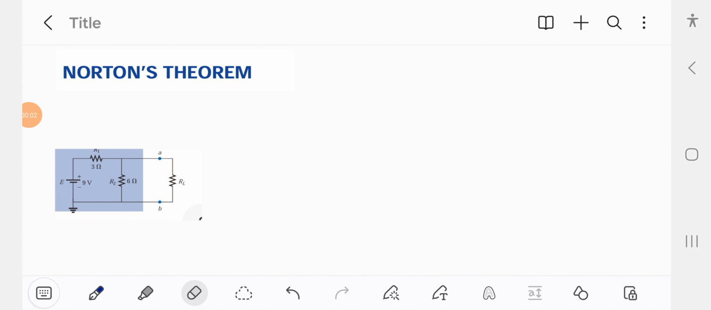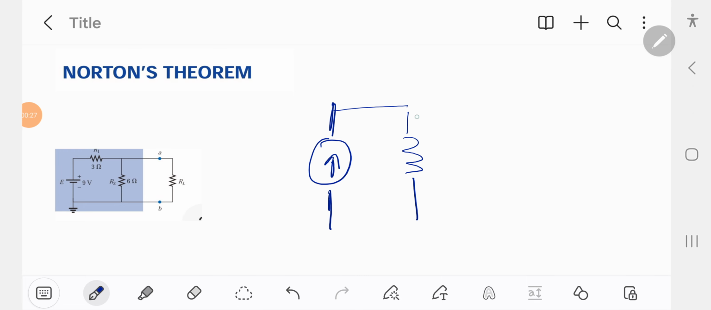Hello guys, today we are going to discuss Norton's theorem. According to Norton's theorem, any two-terminal linear bilateral DC network can be transformed into a Norton equivalent circuit. A Norton equivalent circuit consists of a Norton current source, which can be represented by IN, and a Norton resistance, which can be represented by Rn.